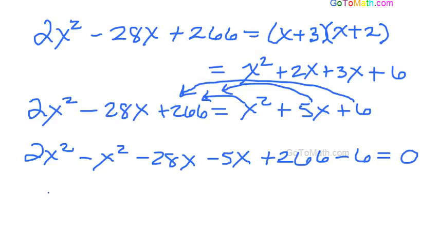Now let's collect up some like terms, simplify this thing down. So we have 2x squared minus x squared. That just gives us an x squared. And then we have minus 28x minus 5. So that's going to give us 33x. Right. And then, what do we got? We got 266 minus 6. That gives us 260.